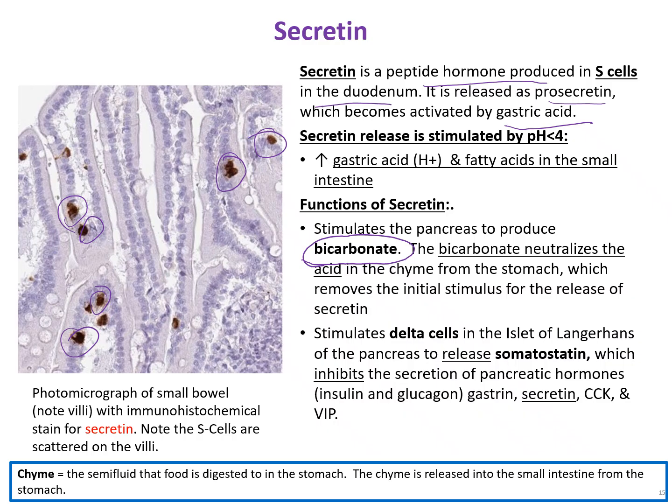All right. And also the secretin stimulates the delta cells of Langerhans that release somatostatin that inhibits the secretion of pancreatic hormones: gastrin, secretin, cholecystokinin. All right.